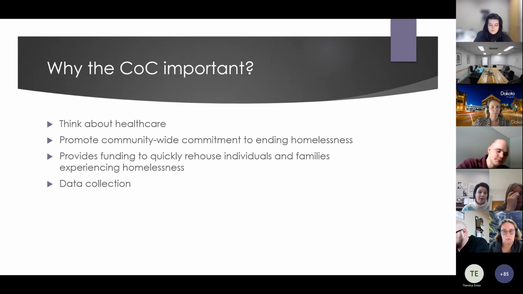By enhancing this process and housing people as quickly as possible, it reduces trauma to the individual or family and provides a sense of stability for them. And then finally, data collection. The COC works with providers across the state on quality data that is submitted to HUD.